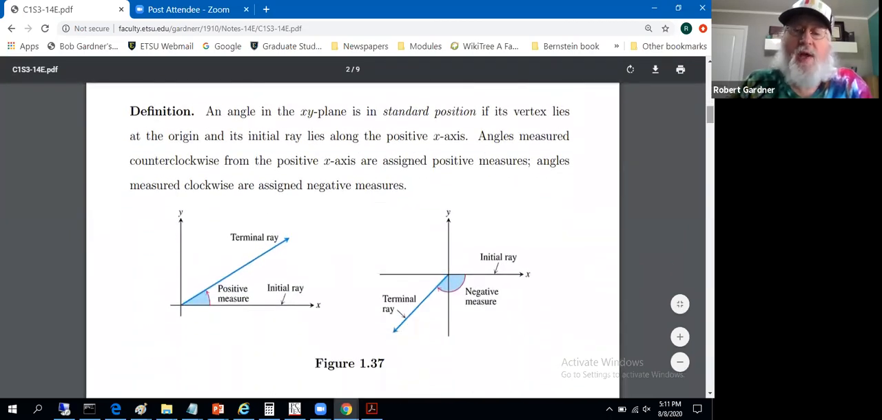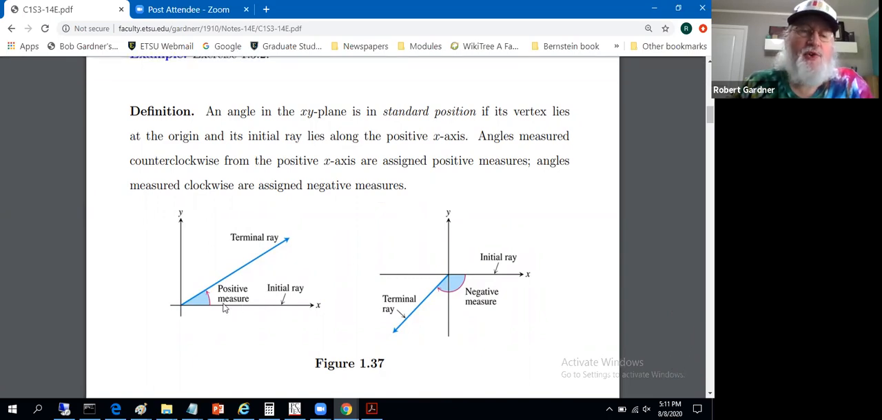Angles in standard position. An angle in the XY plane is in standard position if its vertex is at the origin and its initial ray lies along the positive x-axis. Initial ray, so they indicate these angles with the little arrows. So the initial ray is here. The other piece of the angle is called the terminal ray. So the terminal ray lies here.